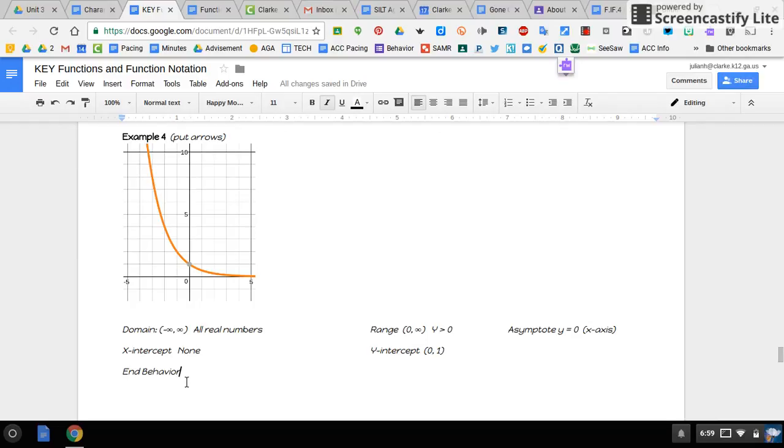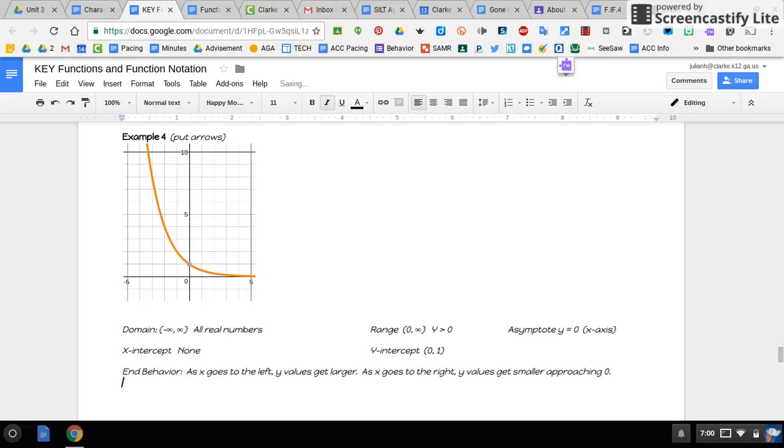All right, so end behavior. First, let's write it in words. So we're going to say, as x goes to the left, what happens to the y values? They're going to get larger and larger and larger. All right, what about as x goes to the right? Well, the y values are going to get smaller, but they're only going to be approaching 0.